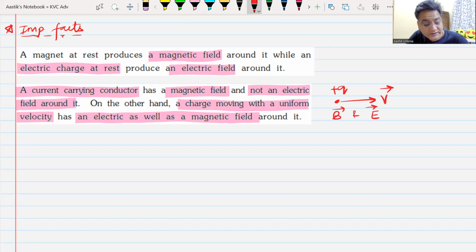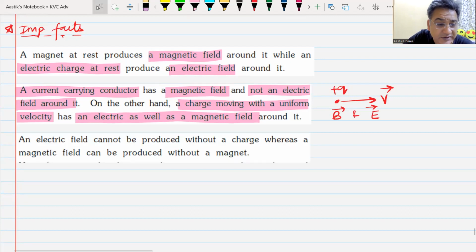To produce an electrostatic field, remember, you need a charge. But to create a magnetic field, you may not need a charge. You can create it by a magnet. You can create it by a current carrying wire as well.